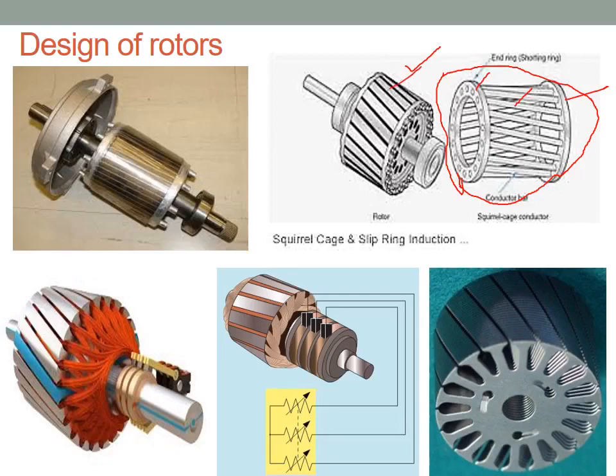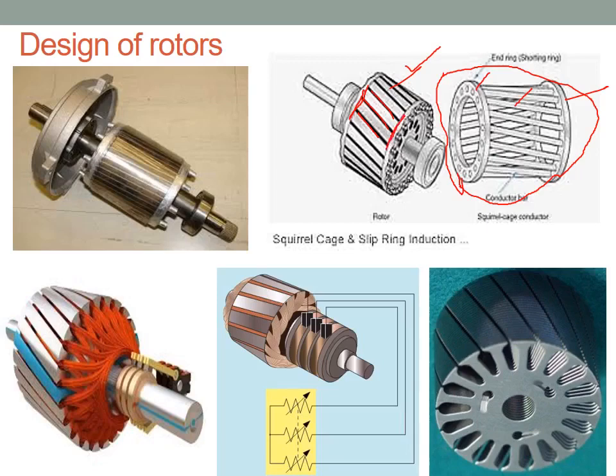So now here this is the rotor stack. This is the iron material stacked together, and you can see the number of slots here. In these slots bars are embedded, and these bars are shorted to the end rings. This is one end ring. This is another end ring.